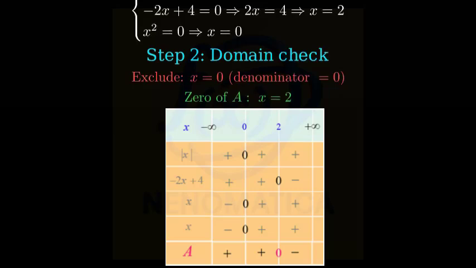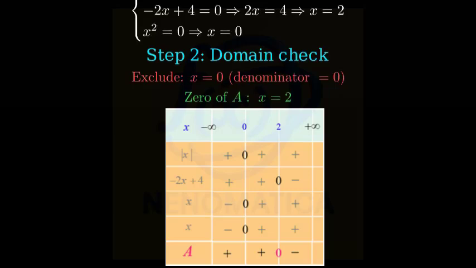For intuition, we can also visualize the number line. The expression A is positive to the left of 0 and between 0 and 2. It equals 0 exactly at x equals 2. And it is negative for x greater than 2. Remember, x equals 0 is excluded from the domain.